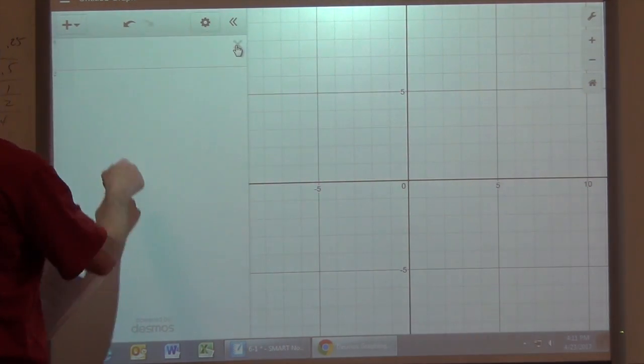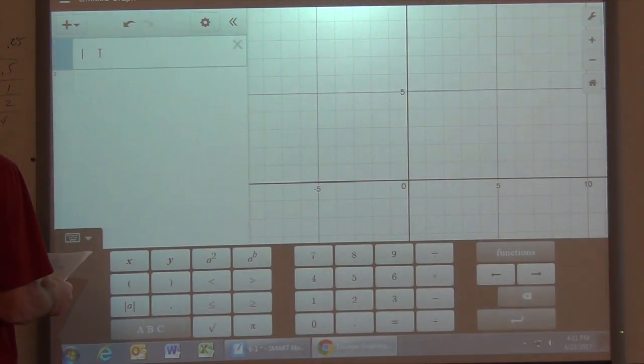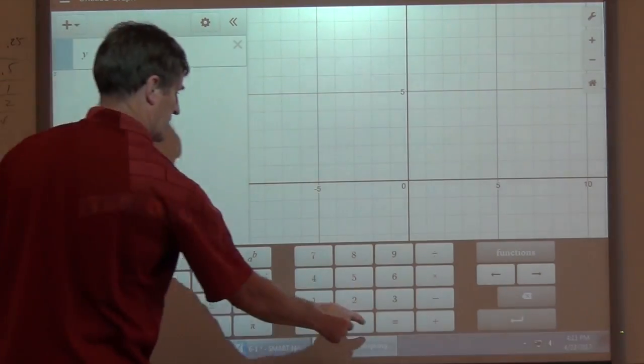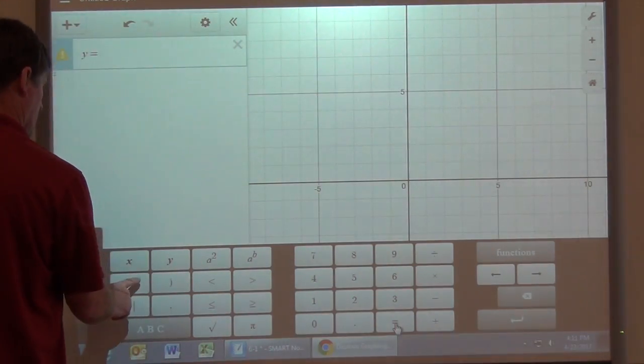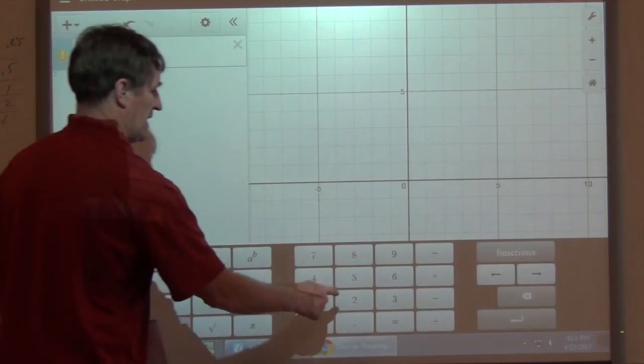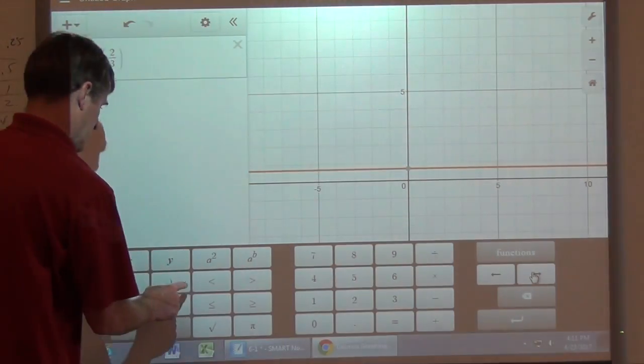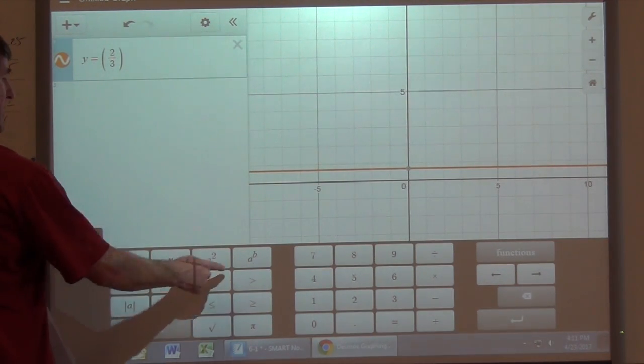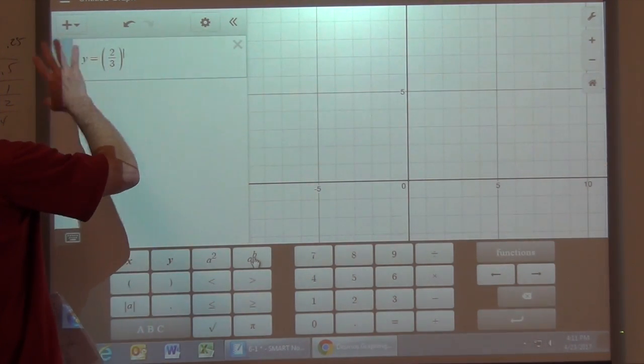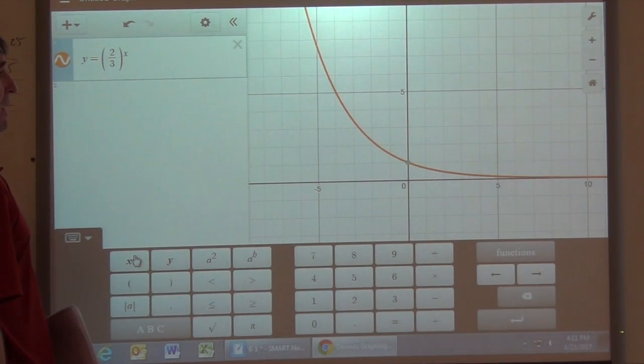The second one was y equals. Now, when you have a fraction, you need to put it in parentheses, because if you didn't put parentheses, it's only going to affect one of them. So now we've got this.